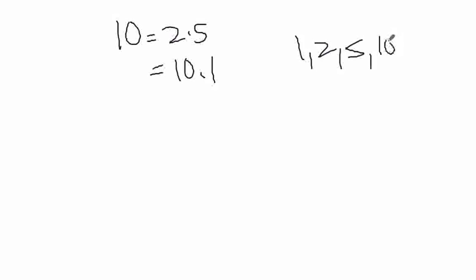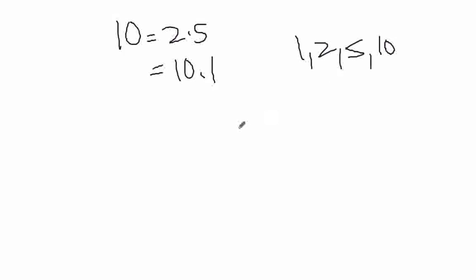For example, 10 is equal to 2 times 5. It's also equal to 10 times 1. So we would say that the factors of 10 are 1, 2, 5, and 10. Those are the natural numbers that show up in the product of natural numbers that equal the positive natural number 10. Okay? We can do something similar with variables.